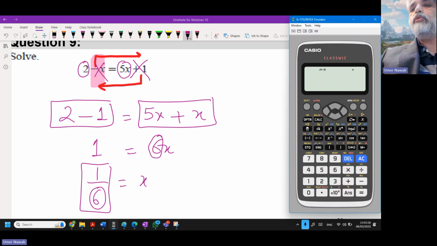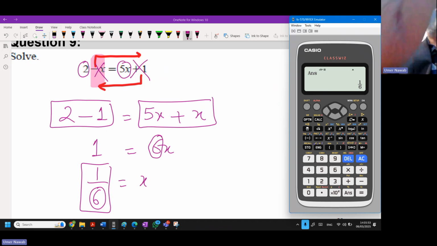Let me do that. 2 minus x equal sign 5x plus 1, shift solve. The calculator gave me the answer in decimals. Basically, it's a recurring decimal. I can press SD, but unfortunately, the calculator cannot convert it into recurring, and this is recurring, cannot convert into fraction. Press answer, and then press equal sign. So 1/6. This is my correct answer.